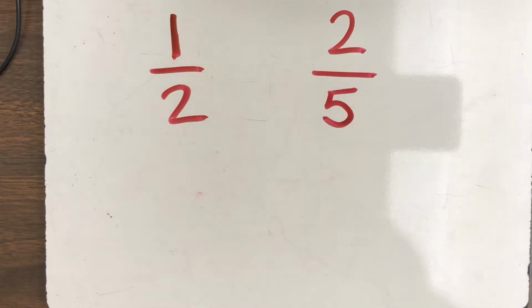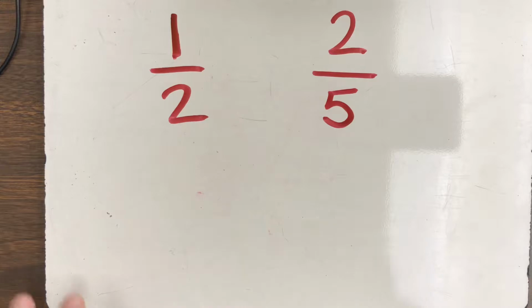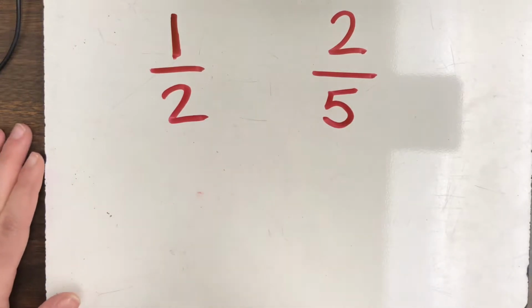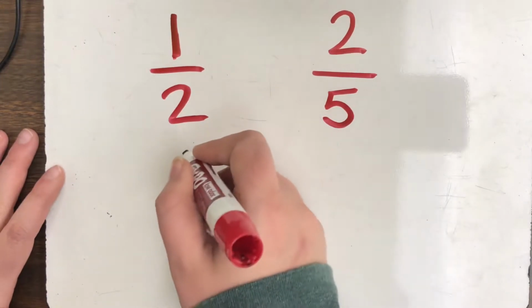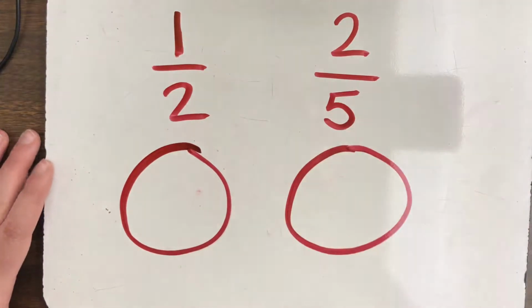Hey guys, welcome back. Today we're going to be talking about comparing fractions. I'm going to show you a couple of different ways to do that. First of all, if you're given two fractions to compare, the first thing you want to do is draw a picture of both fractions. When you're drawing a picture of both fractions, it's important to make sure you have about the same size circle that you're working with for both fractions, okay?